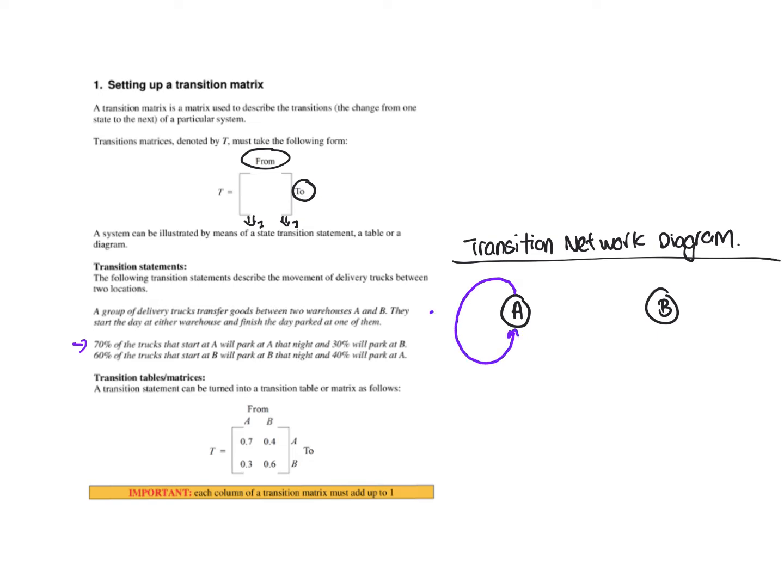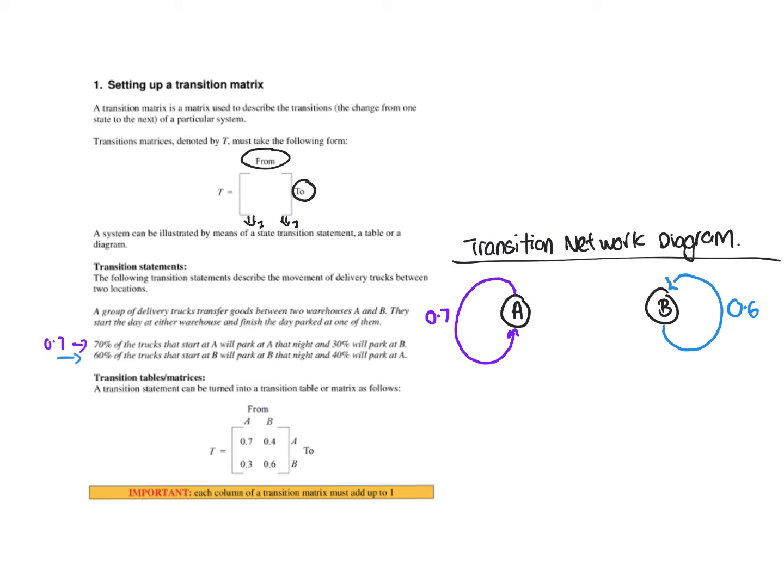Now, we're talking about percentages, and I just told you before the transitions need to add up to 1. So our percentages change to a decimal. So 70% is 0.7 as a decimal. So we're going to leave it like that. And then it said the other one was 60% of trucks that start at B will be at B at night. So that's B back to B is 60%. So I'm going to change it to 0.6.